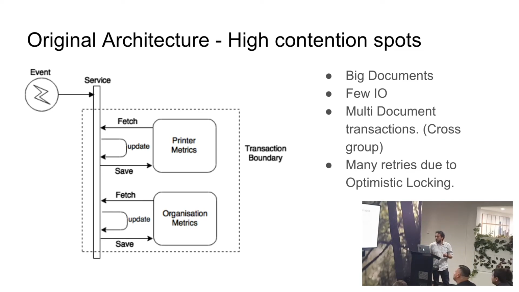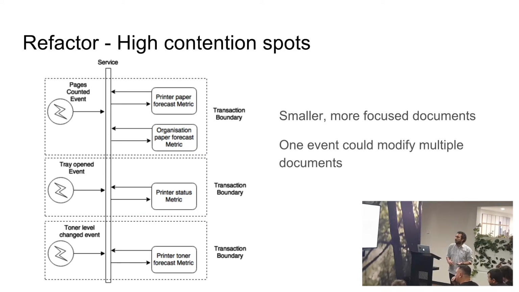So the first change that we did, and this is the first learning that I want to share with you, is that we took those documents and split them apart. So we have one document per metric. Color versus black and white, one document. Duplex versus simplex, one document. Printing history, one other document. Different documents. So when an event comes, I need to fetch multiple documents, but the documents are smaller, and therefore the contention was much less.